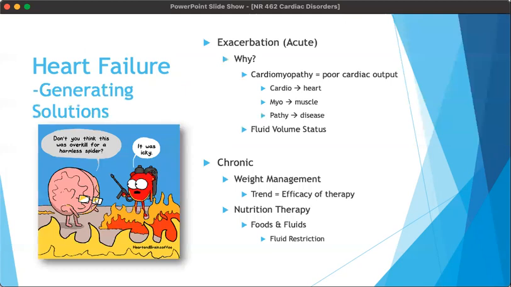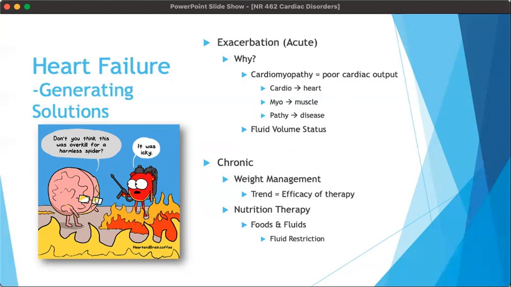So when we look at the solutions that we need to generate, how are we going to help these people out? The first thing we need to figure out is if they're in an exacerbation or if this is chronic disease. Chronic disease, we're most likely going to be seeing in the outpatient setting. Exacerbations or acute disease, especially decompensated disease, we're going to be seeing in the hospital.